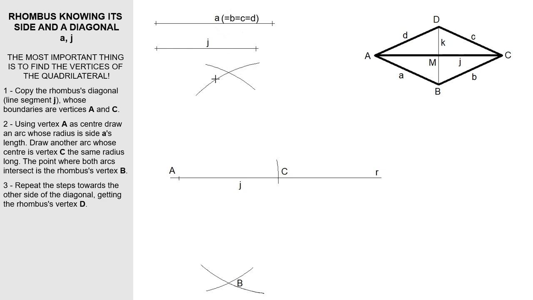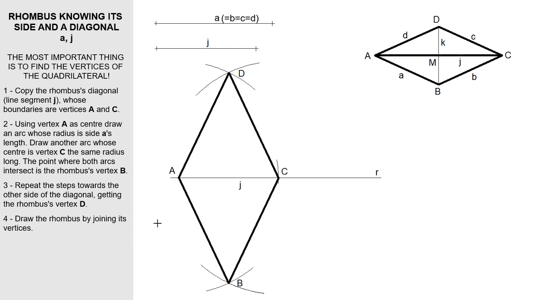The point where both arcs intersect is the same distance to vertices A and C, being this distance the side's length, so this point is vertex D. If we properly join the vertices, we get the rhombus. We only have to name its sides A, B, C, and D, and the rhombus is finished.